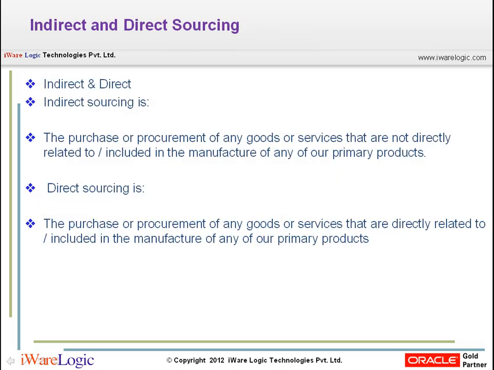Before we go ahead, let us see what indirect and direct sourcing are. Basically, these two concepts are very simple. Indirect sourcing means the purchase or procurement of any goods or services that are not directly related to or included in the manufacturing of our primary product. For example, we are purchasing stationery or computers. In direct sourcing, we purchase or procure goods or services that are directly related to or included in the manufacturing of our primary product. For example, raw materials, manufacturing labor, or transportation.